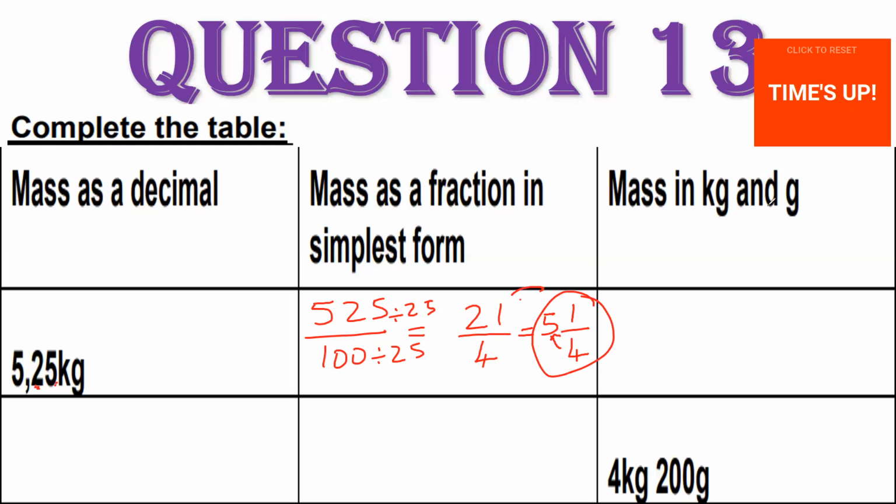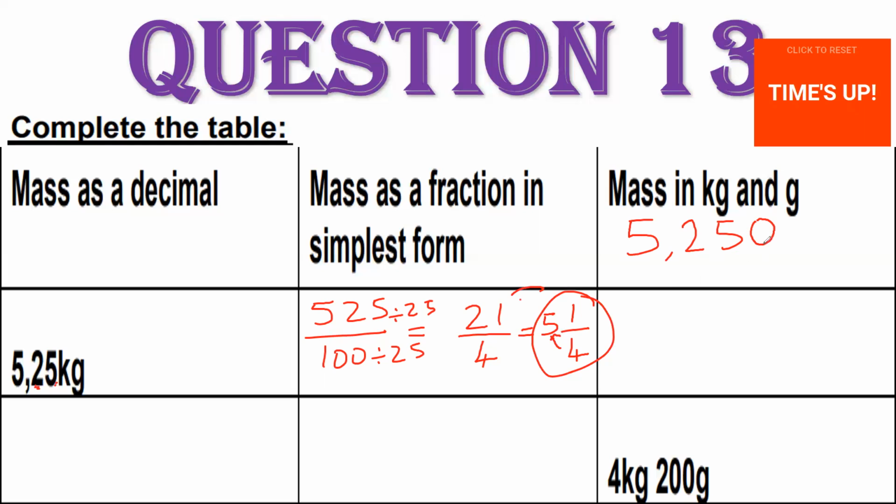So mass in kg and g. For this one, what can I do? In 1 kg, I know there are 1000 g. So you can write 1 to 5 and add 1 more 0. Because 1000 g is making 1.